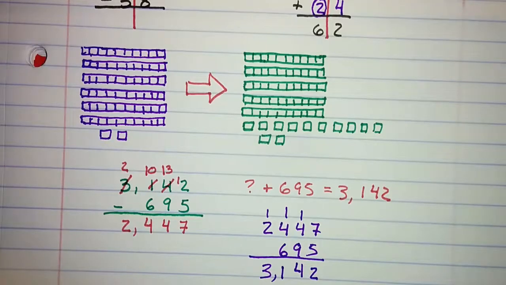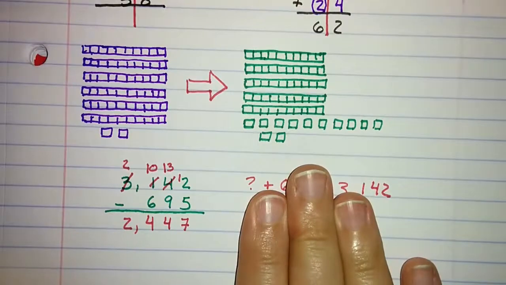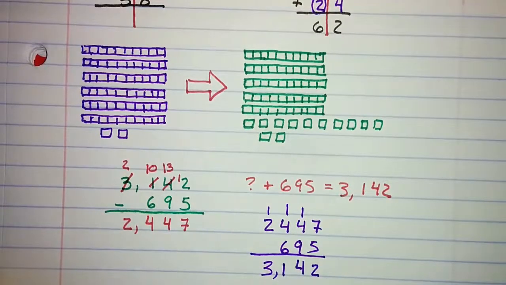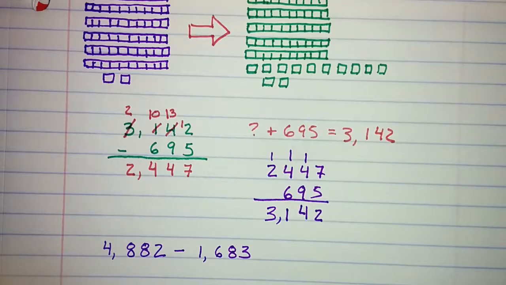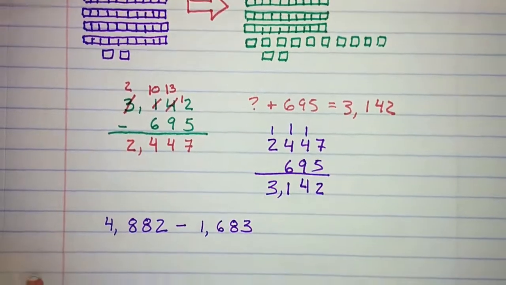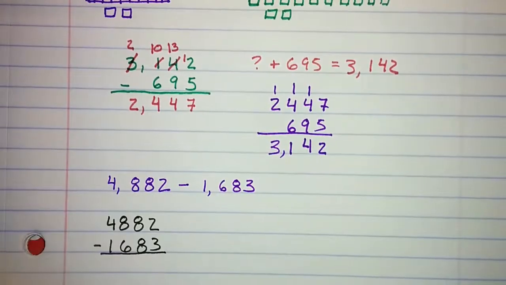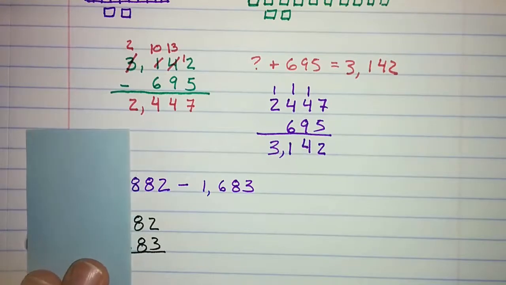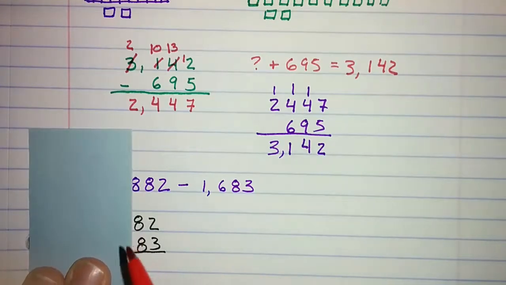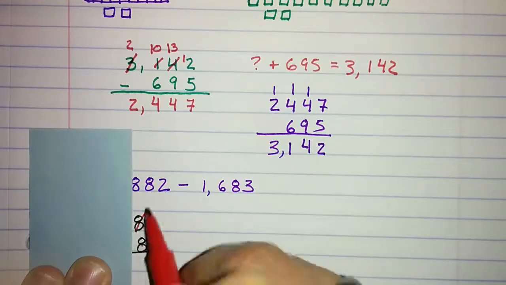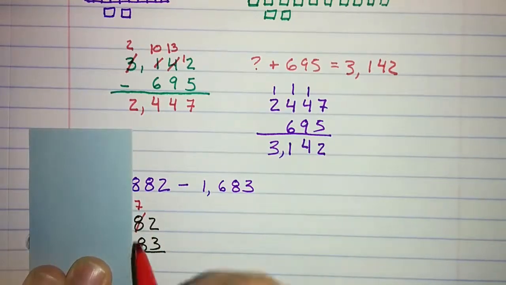All right, I'm going to give you one of these to try. You don't need to do this addition to check it out. Just do the subtraction. 4,882 minus 1,683. Pause the video and try this now. Okay, so first we're going to write this out vertically. What do we get? 2 minus 3. Right away we can't do it. So what do we have to do? From the ones place, we go over to the tens place. Right? We take away one of our tens. We only have 7 tens now. And we get an extra 10 ones.